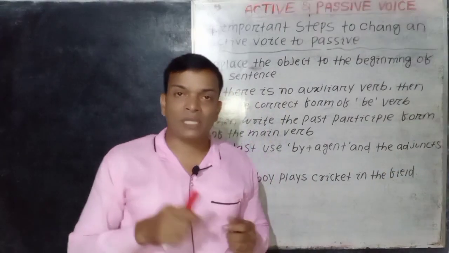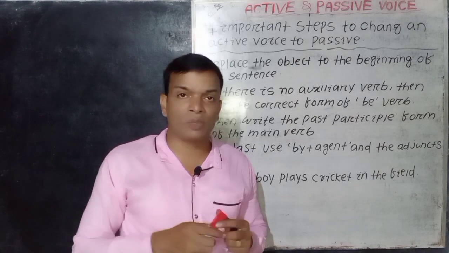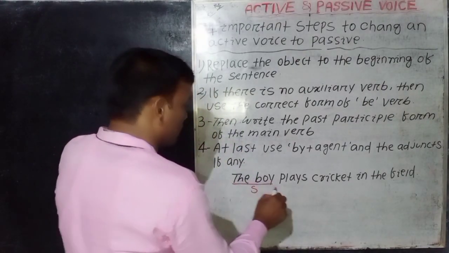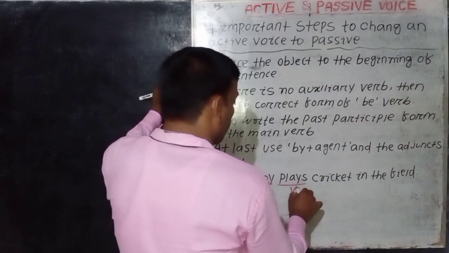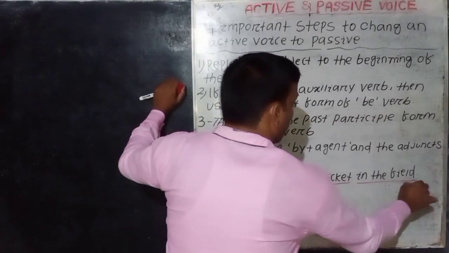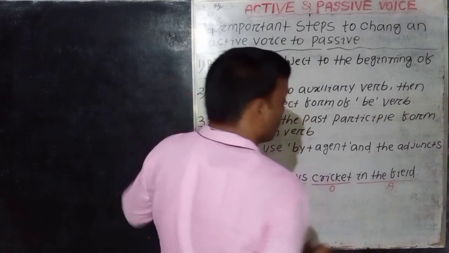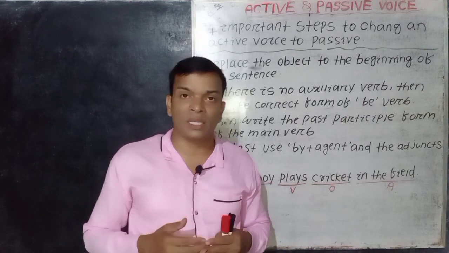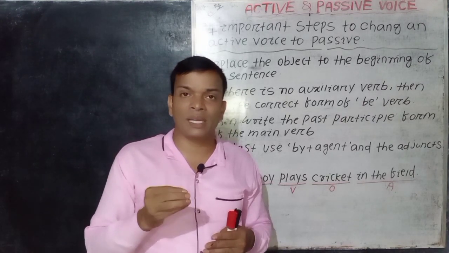Okay, at first know the pattern of the sentence. Here see, the boy, this is your subject, plays, this is your verb, cricket, this is the object, and in the field, this is called the adjunct. Adjunct is called the extra item of the sentence.